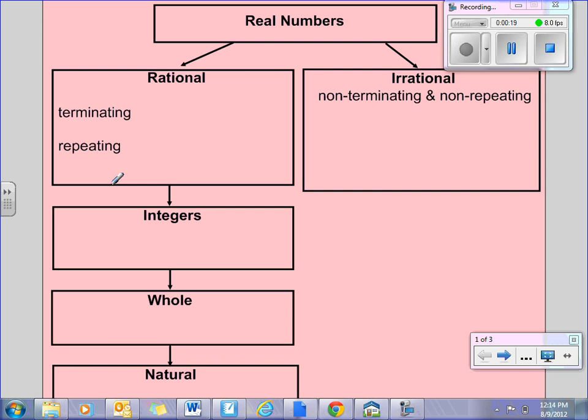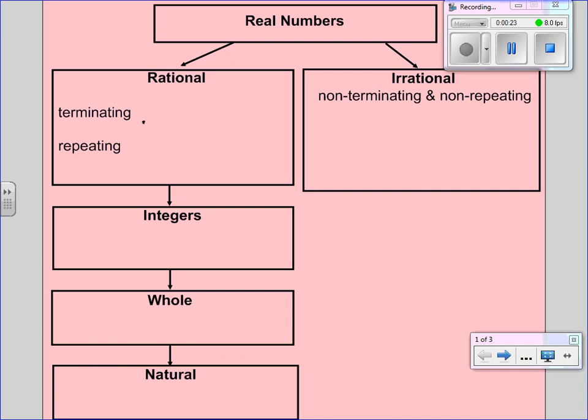Those two words might make you think of decimals. An example of a terminating decimal is 0.875. But not all terminating numbers have to be in decimal form. For example, 1/2 or 1/8 are also examples of terminating decimals. The number 1 is a terminating decimal. It's basically any decimal that comes to an end.